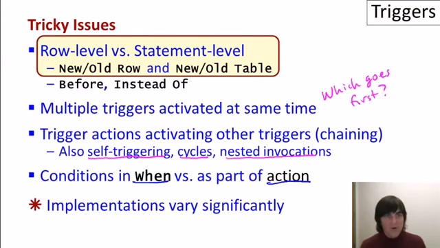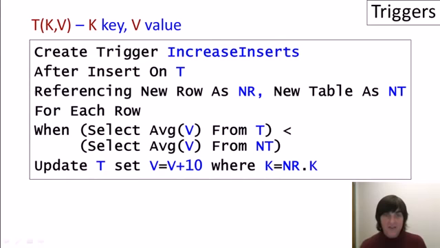So let me give one more example that talks about the difference between row-level and statement-level triggers, since I won't be able to show that in the demo. This example is completely contrived to show a few issues.